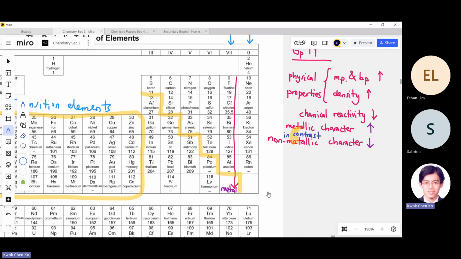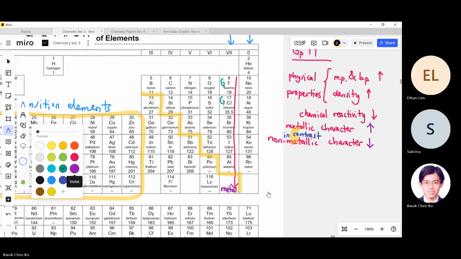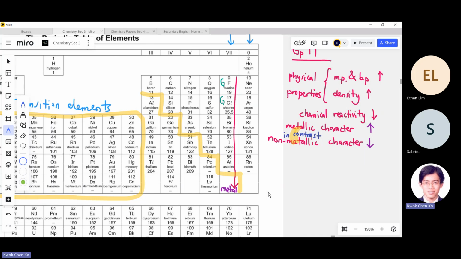But what else? I did mention a few more things last week. Come, Arena, this group 17 is very special. What are the states for fluorine and chlorine, Arena? Yep, at room temperature and pressure, they are gases. And how about bromine, Angel? Liquid, solid, gas. Okay, take note. Bromine is a liquid at room temperature and pressure. The rest are solids.